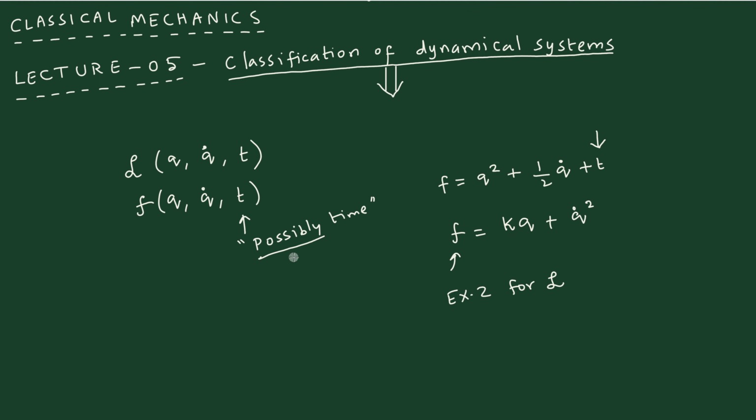Possibly means time may be present in some problems. Time may not be explicitly present in some other problems. So we have a variety of systems wherein the Lagrangian will be directly a function of time. Sometimes it may not be. That is what we mean to explain by using the words possibly time.